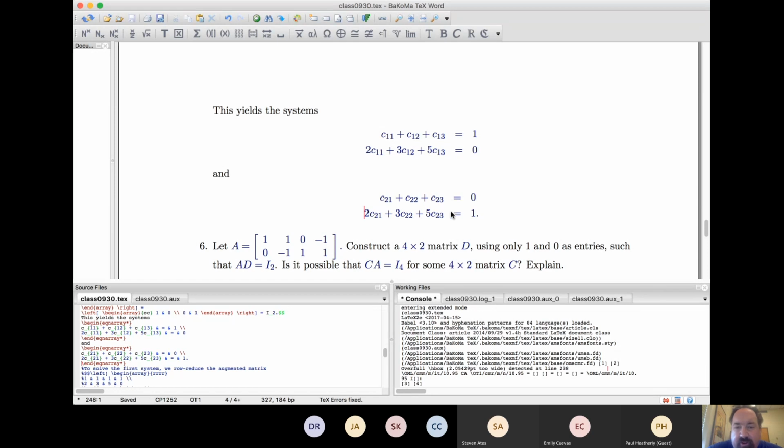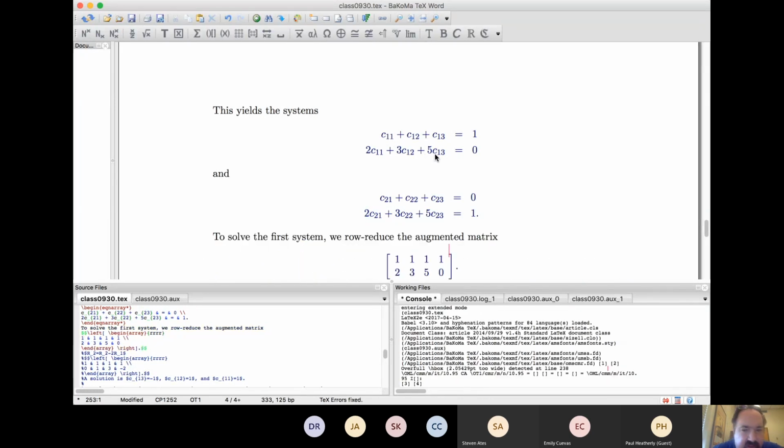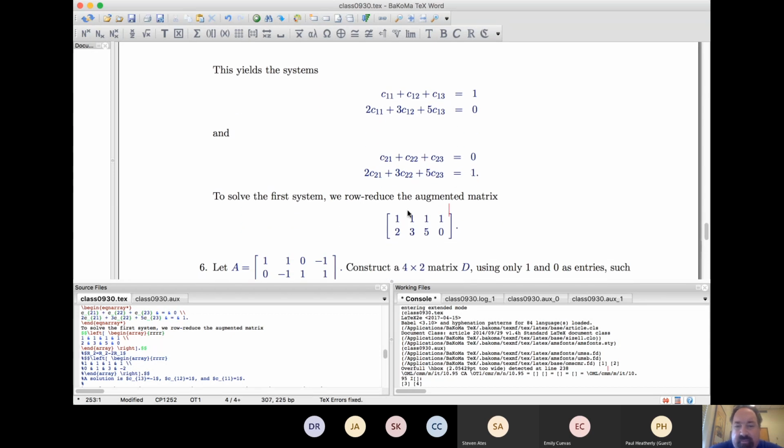Here I have the same coefficients, but here my unknowns are from the first row of C. Here are my unknowns from the second row of C. So I'm going to start by solving this system right here. So what's the augmented matrix for this system?